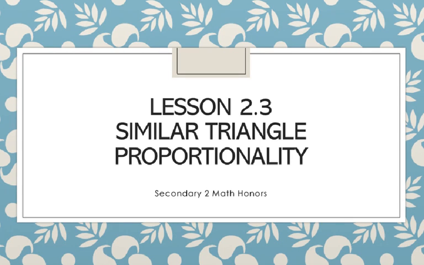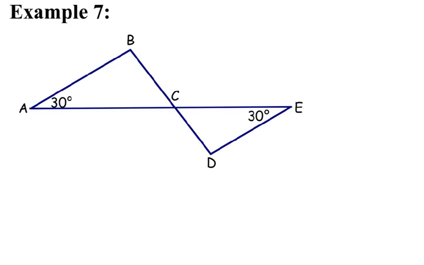This is the second part of lesson 2.3, similar triangle proportionality. Okay, example number 7 in your homework or in your notes, we are going to find whether or not these two triangles are similar. So I'm trying to find out if triangle ABC is similar to triangle EDC, and that's the question. I don't know. So how could I figure that out?